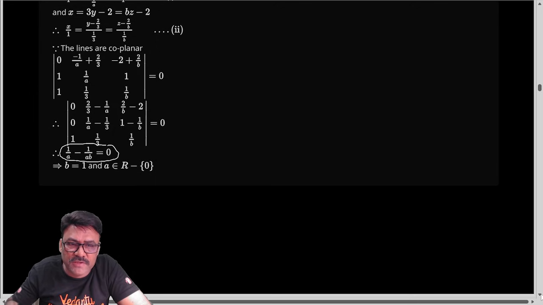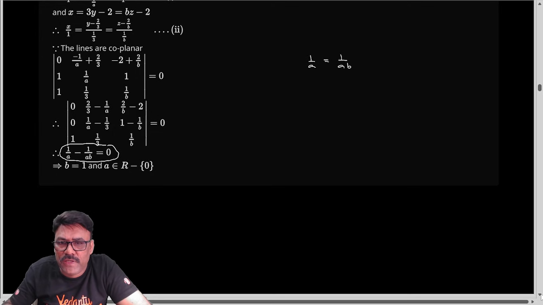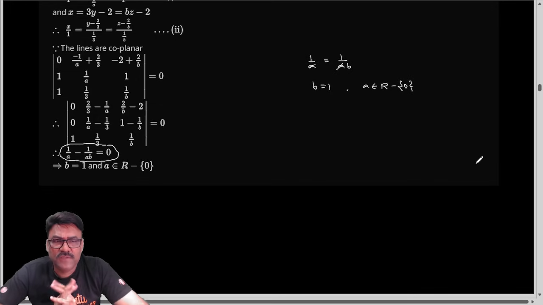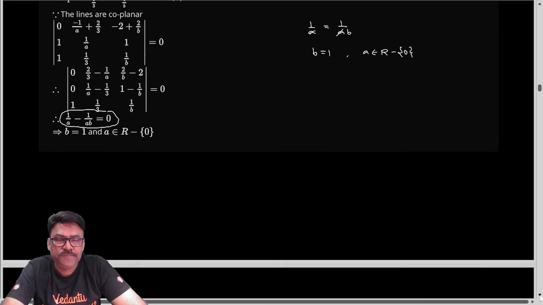So when you expand the determinant, you are getting 1 over a is equal to 1 over ab. A and a cancel. So this gives you b is equal to 1. And since a cancels out, that means a can be any real number except 0. So hence your correct option will be b is 1 and a is any real number except 0. So just expand the determinant. You will get 1 over a minus 1 over ab equal to 0. So this gives you b is equal to 1. A can be any real number, right?